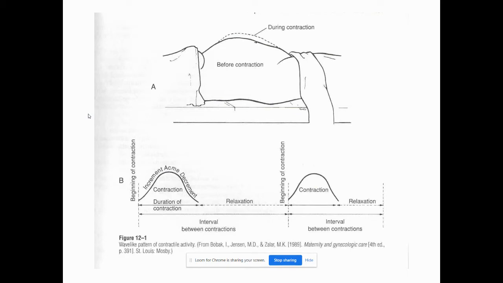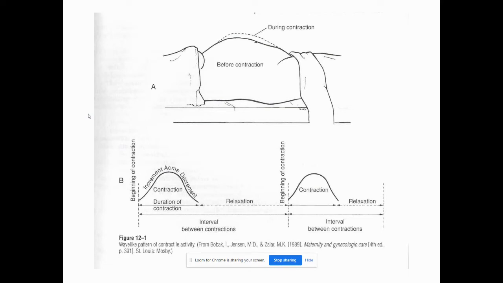We also look at intensity. That's the strength of the contraction. And we label the strength mild, moderate, or strong. And this is palpated by the nurse, because if you ask the patient, they'll probably think they're all extra strong. But this is something that takes practice.